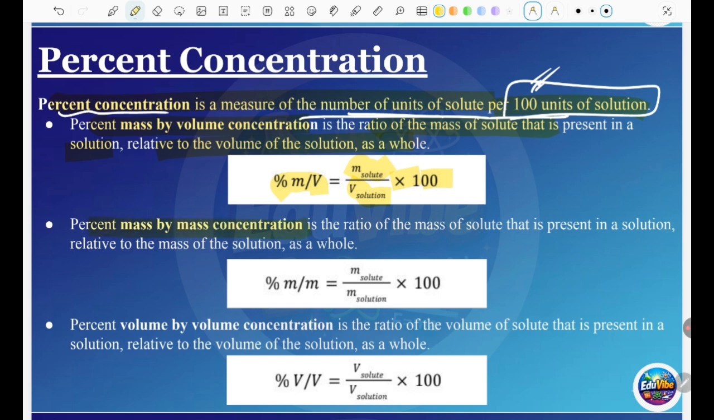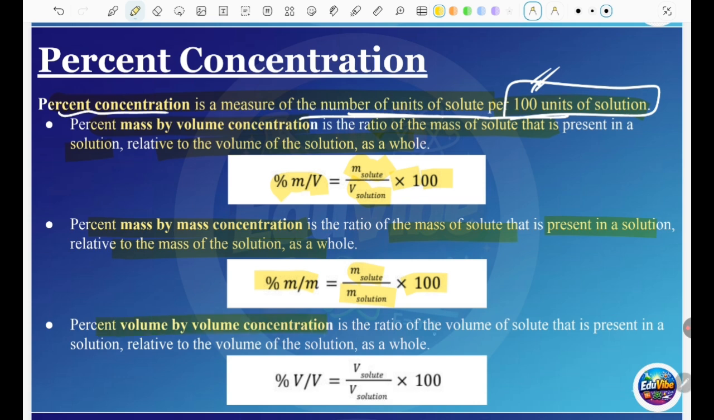The mass by mass concentration is the ratio of the mass of solute that is present in a solution to the mass of the solution. So we have the mass of solute again, but divided now by the mass of solution and multiplied by 100. This involves the mass of solute and the mass of solution. You have to identify this in the question.